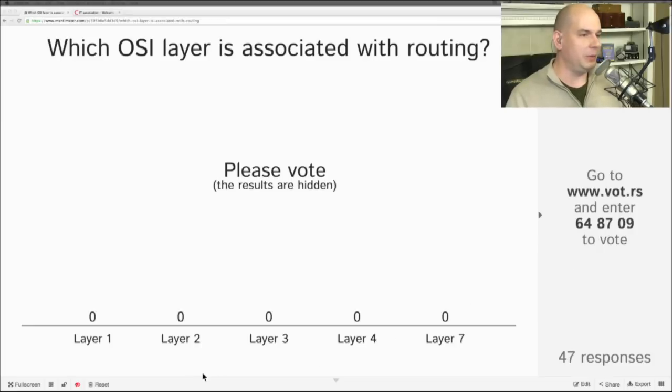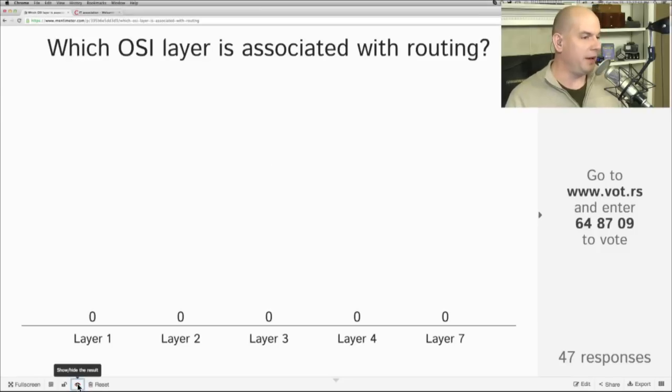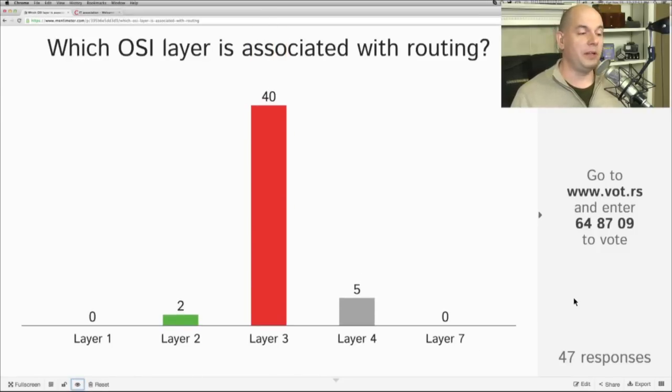I think it's time to see what the answer is. Which OSI layer is most associated with routing? And wow, 40 of you said layer 3. Nobody said layer 1. Nobody said layer 7. Two of you said layer 2. Five of you said layer 4. Obviously, in this case, the vast majority of you are absolutely correct. Forty-one of you said layer 3 is the one that is most associated with routing.